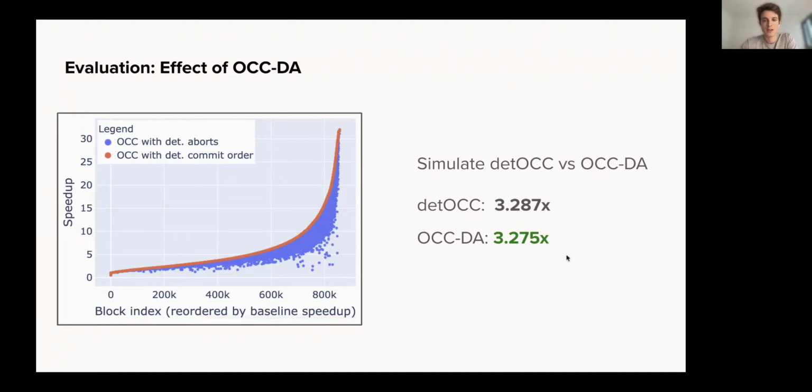What we did here is we ran simulations on historical transactions using a traditional deterministic databases OCC approach and compared it to an OCCDA algorithm approach. Our finding is that, in fact, there is a performance impact of OCCDA, but this impact seems to be well within the acceptable bounds. And these results suggest that OCCDA might be suitable for use in real-world blockchain systems.